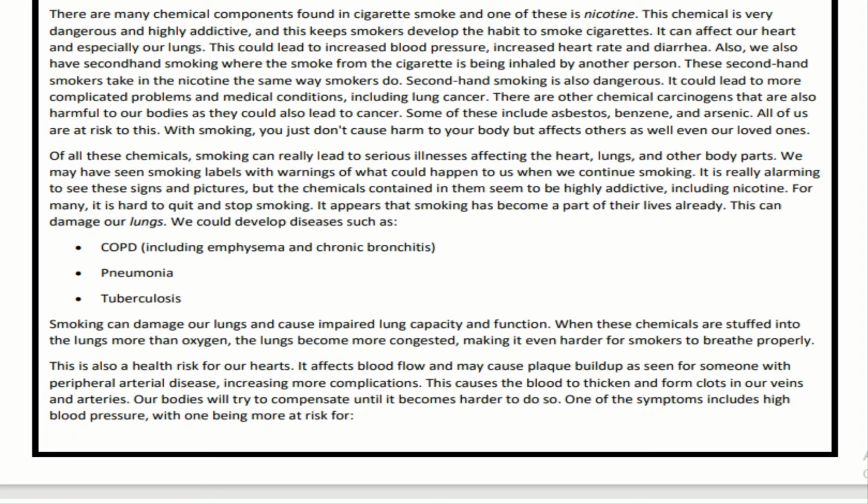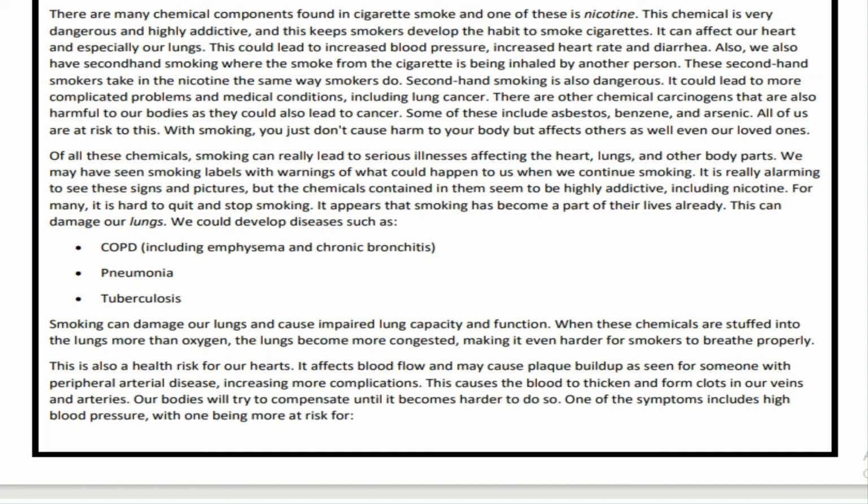With these chemicals, smoking can really lead to serious illness, affecting the heart, lungs, and other parts of the body. We may have seen smoking labels with warnings of what could happen to us when we continue smoking. It is really alarming to see the signs and pictures, but the chemicals contained in cigarettes seem to be highly addictive, including the nicotine. For many, it is hard to quit and stop smoking. It appears smoking has become a part of their lives already.